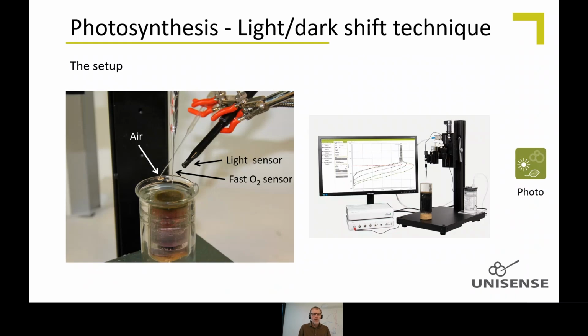In order to do this, you need a biofilm. You need a very fast responding microsensor, one that has a response time of less than 0.3 seconds. In this case, there's a bit of air being blown across the water surface to create some circulation. And then there's the light sensor, which must be connected to the amplifier, because the light sensor will inform the software of the exact time when light was turned off.